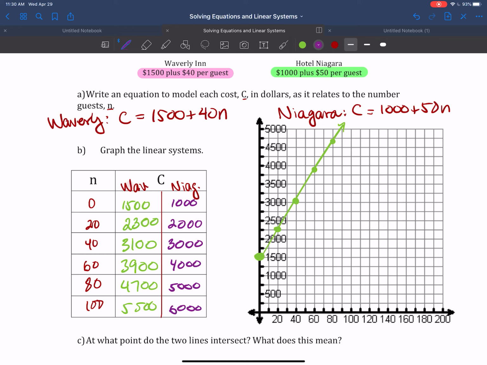And now for Niagara, if 0 people show up, it costs $1,000, and increasing by 1,000 for every 20 guests. So 20 was 2,000, 40 was 3,000. Let me do that again because it's slightly under. It looks like it's intersecting, but it's not. 60 is 4,000. It's just a little bit over. 80 was 5,000.